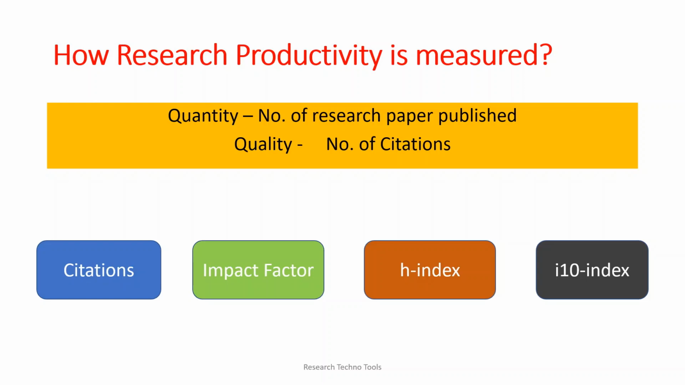Now we will discuss research productivity and how it is measured. It can be measured by two criteria: quantity, judged by the number of research papers you have published, and quality, judged by how many citations you have. There are four important parameters about a researcher's productivity: citation, impact factor, H index, and i10 index. In this video we will focus only on the H index.